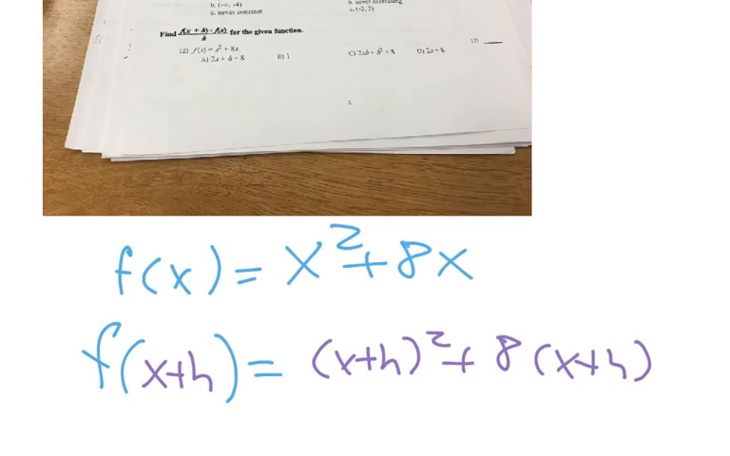Does that make sense? So every time you see x, you're plugging in x plus h. So x becomes x plus h. X becomes x plus h. Remember that was the mistake from last time, right? You don't distribute the f into everything. So that one is wrong too.